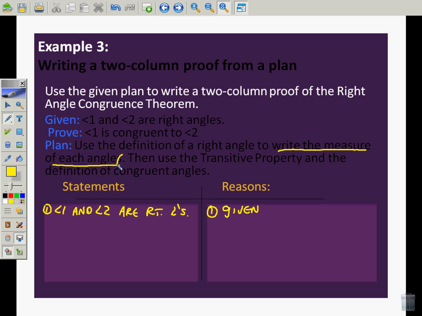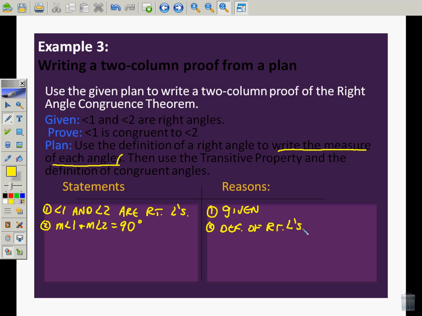Okay, so let's look. My plan is going to look something like this. I know that they're both right angles, so the measure of angle 1 and the measure of angle 2 are both going to be equal to 90. Okay? So that's going to be definition of right angles.